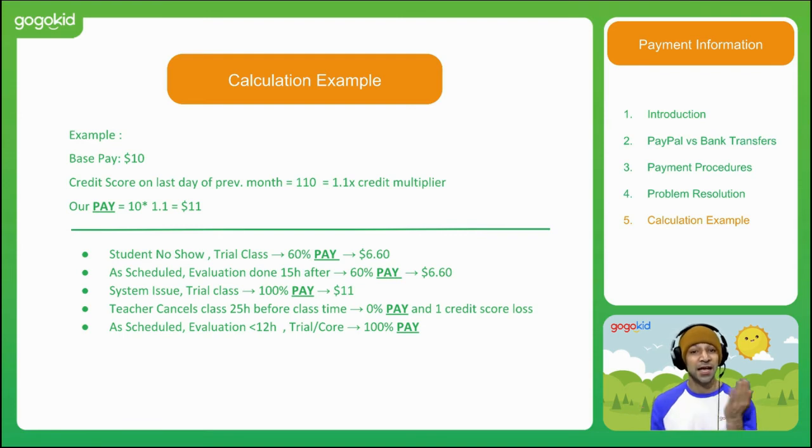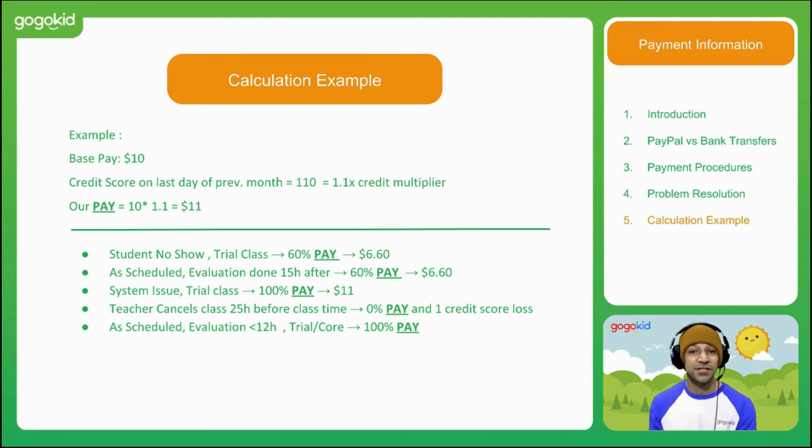If we had an as-scheduled class and wrote the evaluation form 15 hours after the class time, we would receive 60% of the amount for the class due to the late evaluation, which would again be $6.60. If there was a system issue for a trial class, you would receive your full $11 because system issues always result in 100% pay. If we cancel a class 25 hours before the class time, we would receive a loss of 1 point from our credit score for canceling, and of course, we wouldn't receive any money for that class.